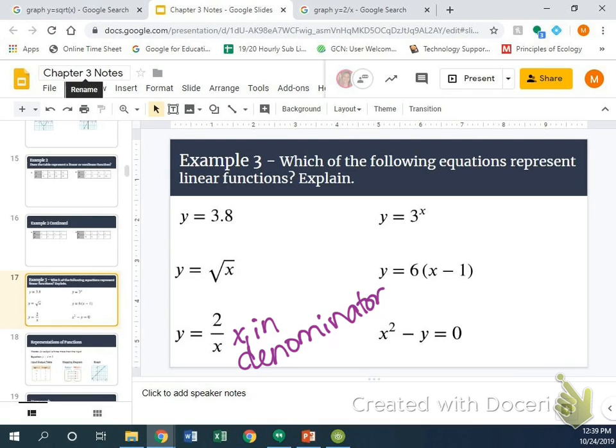Now let's see if we can pop a graph of that last one up here. Well, I'm going to have to rearrange it for Google to give me the graph, but I'll show it to you.